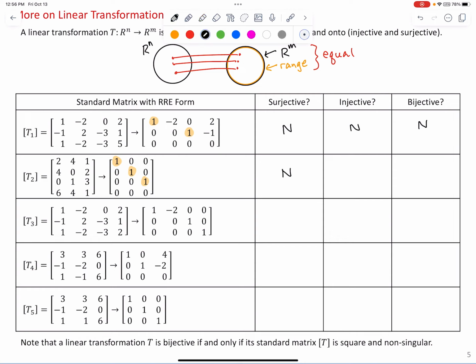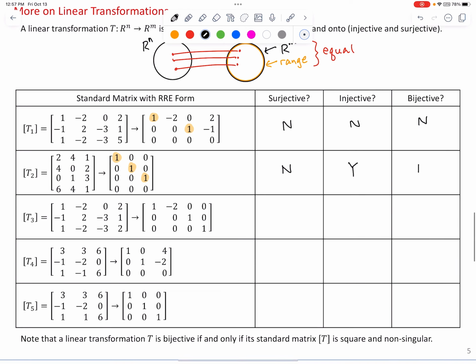How about injective? Well, there would be no free variables if we were solving a system, which means that the solutions, when consistent, would be unique. So every vector in the range would have a unique pre-image in the domain. Therefore, this is injective. But because it wasn't both surjective and injective, it is not bijective.